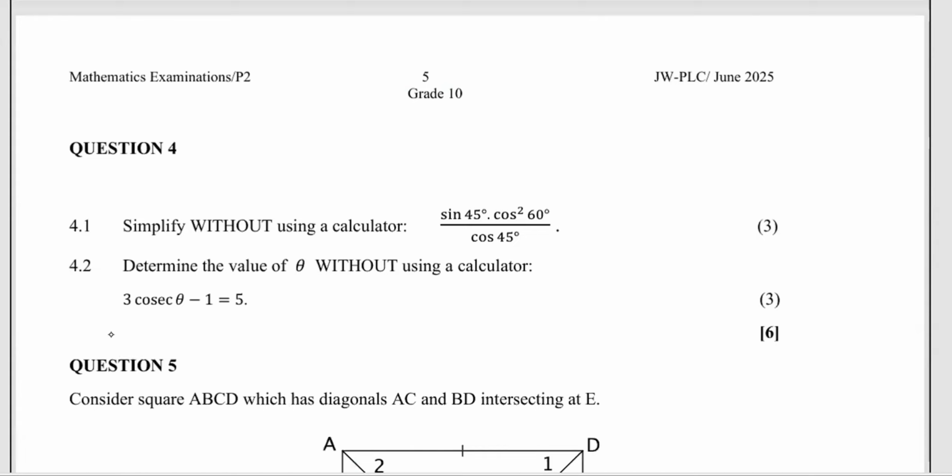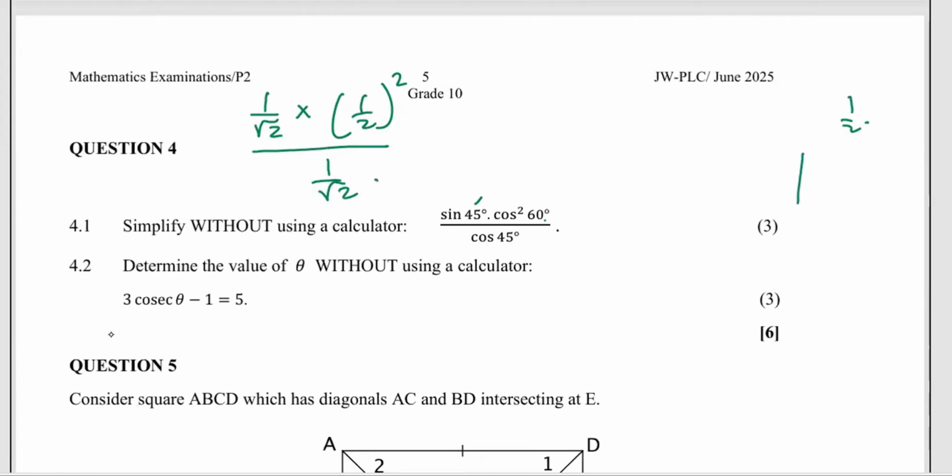So simplify without using a calculator: sine of 45, cos squared of 60, cos of 45. So these are what we call the special angles. From our special angles, we know that the sine of 45 must be 1 over square root of 2. And then the cos of 60 is just a half, okay? But then we have to square this. Over the cos of 45, which is 1 over square root of 2. Now someone will wonder, where is all this coming from?